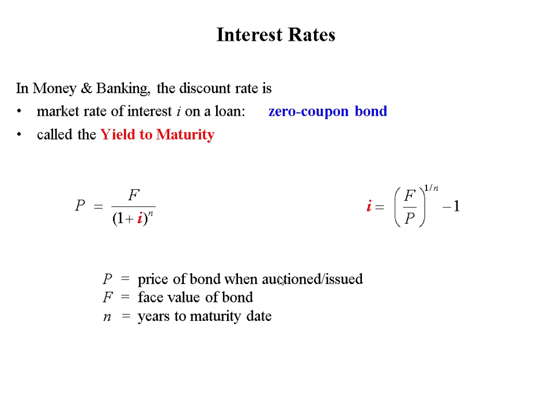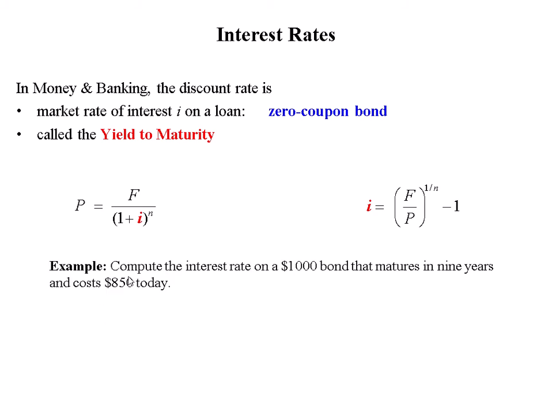So this is a zero coupon bond because the coupon rate is 0%. So you're not getting a coupon payment periodically. You're only getting the face value at the end of the bond. So here's an example. What is the interest rate of a $1,000 bond that matures in 9 years? We know this is a zero coupon bond because I don't give you the coupon rate. I don't give you the coupon payment.